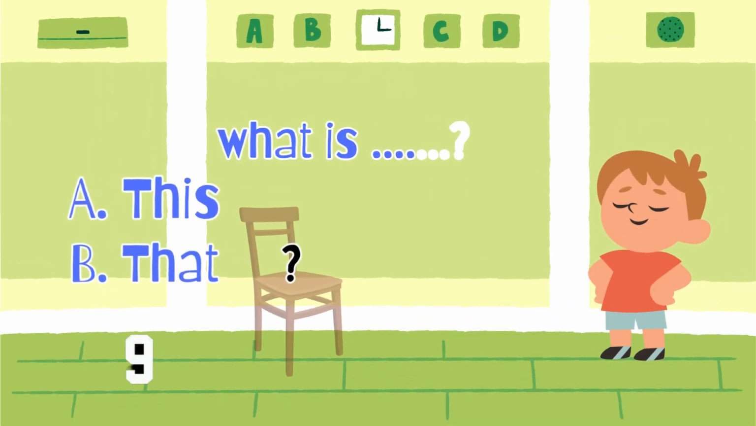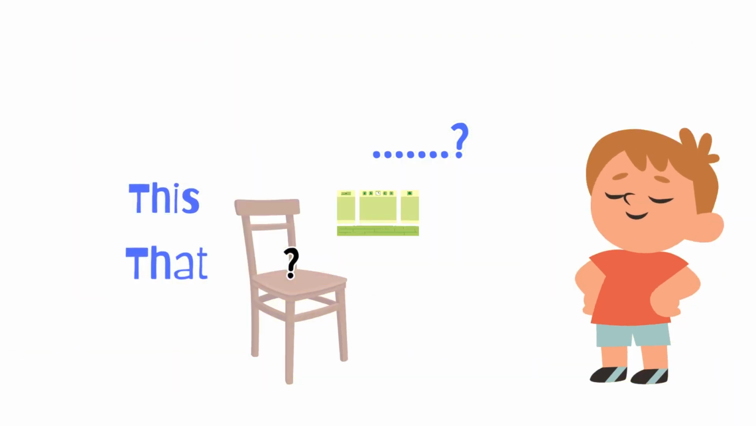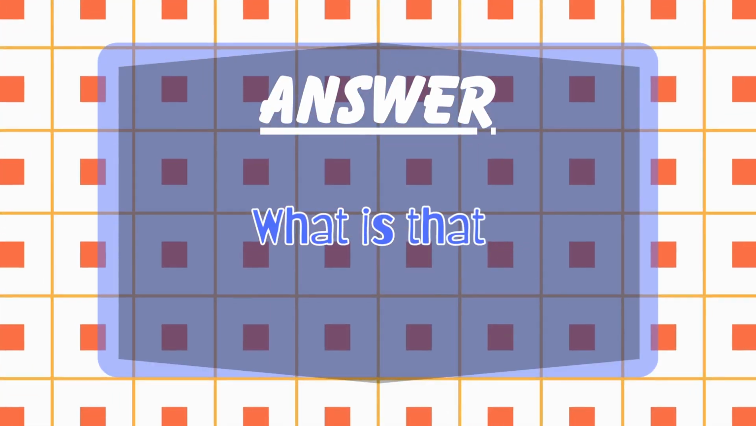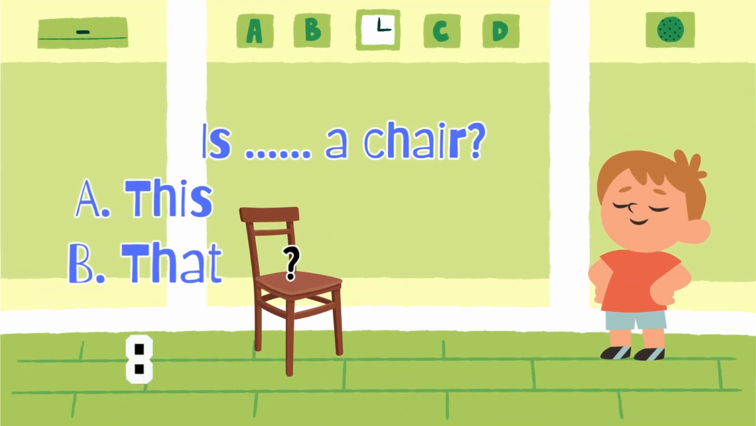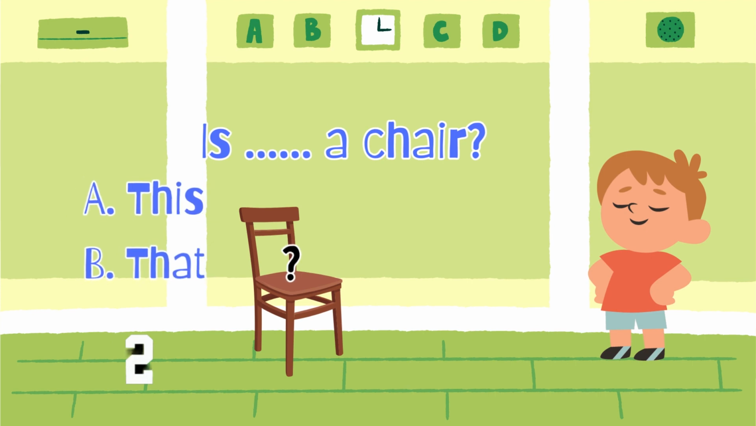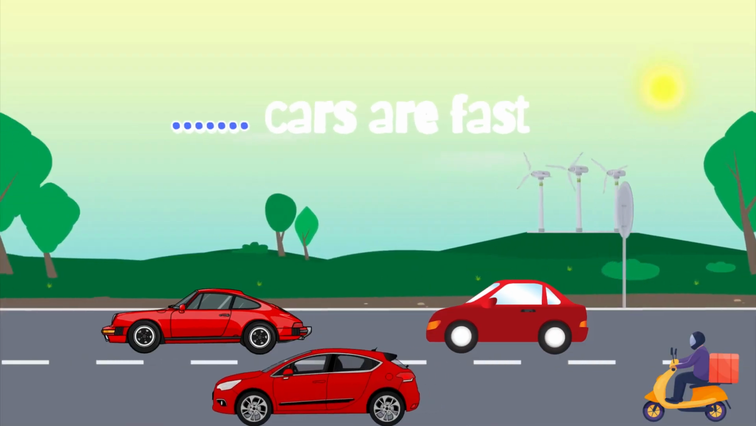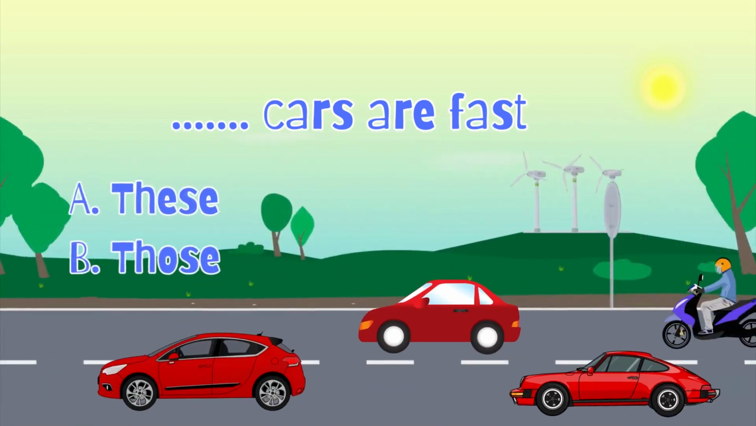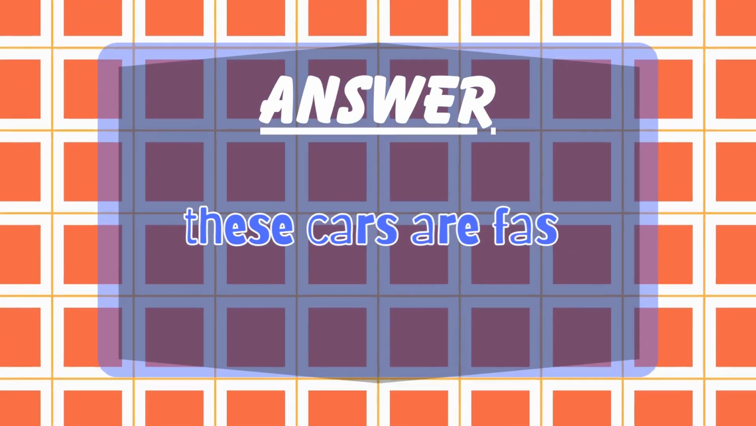What is? A. This, B. That. What is that? Is a chair. A. This, B. That. This is a chair. Cars are fast. A. These, B. Those. These cars are fast.